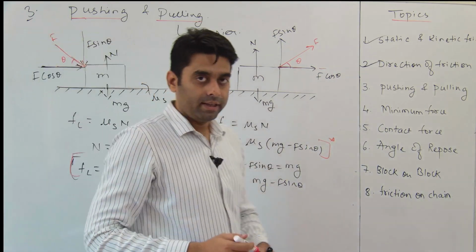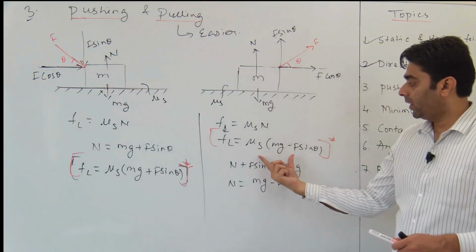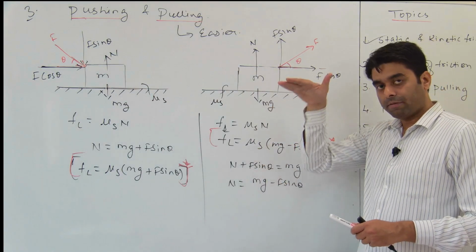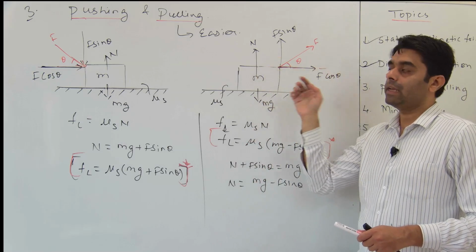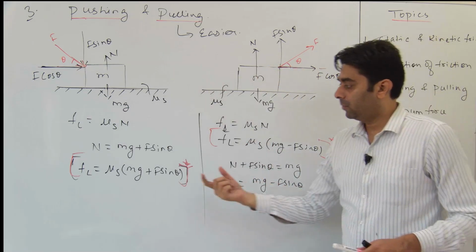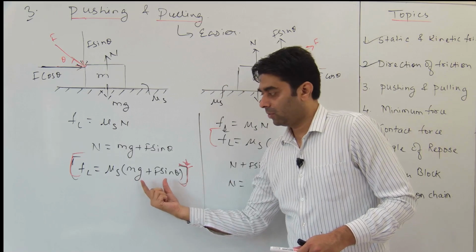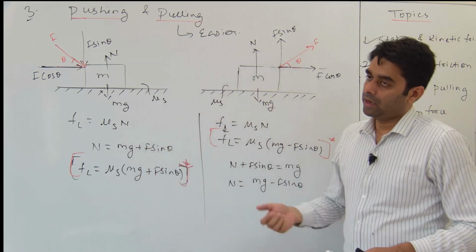As you can very clearly see, in case of pulling, because normal is less, your limiting friction is less, and therefore it is easier to pull a body as compared to push a body. In pushing, your limiting friction value will be more, right? Let us move ahead.